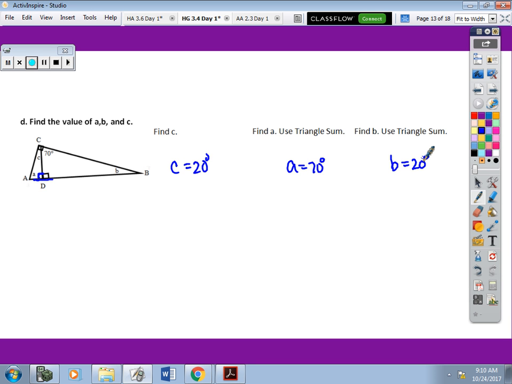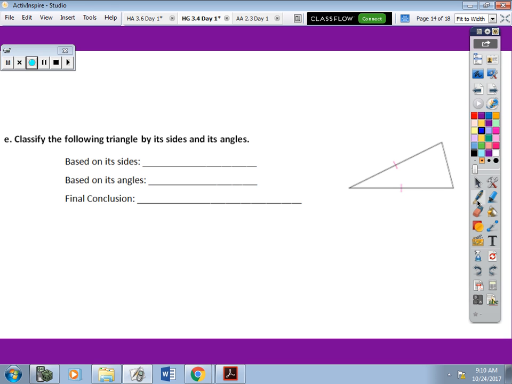All right, the next one asks us just to classify. You will see some of these on your homework. You have to classify it using both classifications, by angles and by sides. Based on its sides, the markings we see, what would we call this triangle? Would we call it equilateral, isosceles, or scalene? Justin? Isosceles.